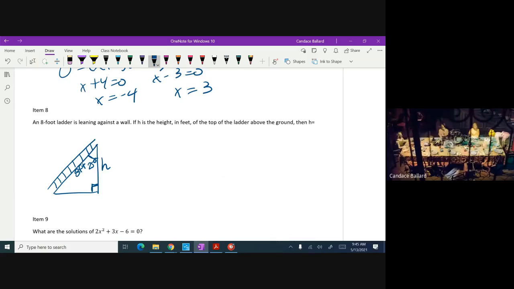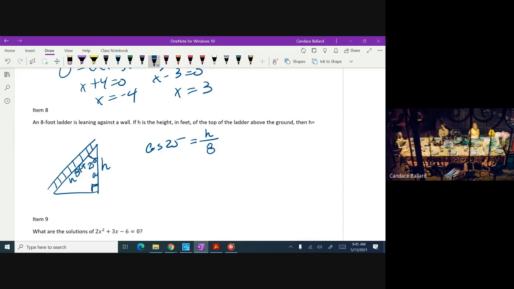Okay, nice. Cosine, good job. Because I have the adjacent here and the hypotenuse, perfect. So I would say cosine of 25 equals my height over my hypotenuse, or my adjacent over my hypotenuse.